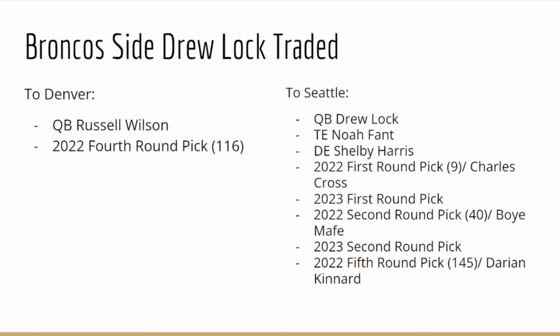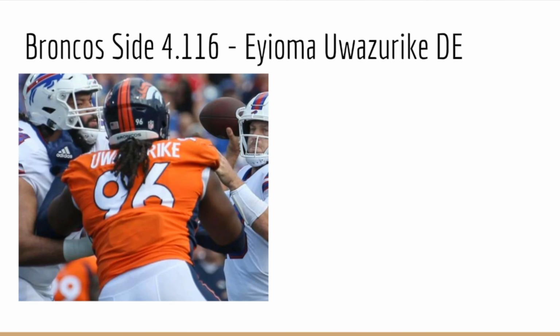Now, who did we use on that pick, 116th overall? Well, that would be Ioma Uwazurike, a defensive end, and he's been solid this preseason. Of course, I'm not going to put preseason stats because those don't really mean anything in the long-term aspect of it. So we'll have to see how Uwazurike pans out. But that is so far the trade tree.